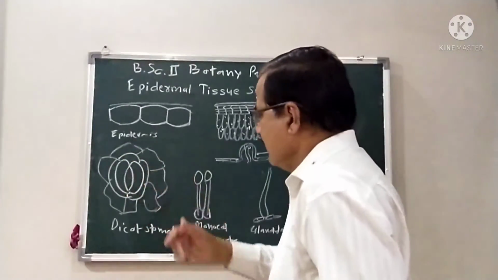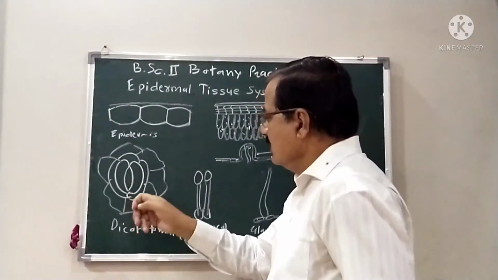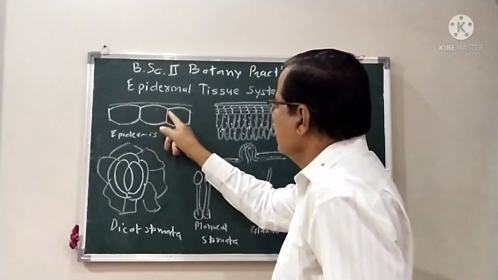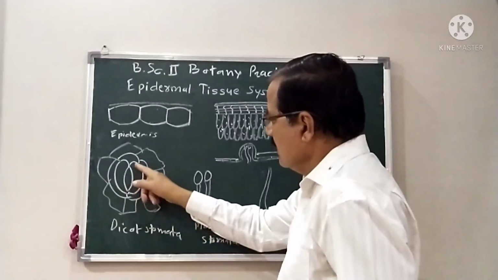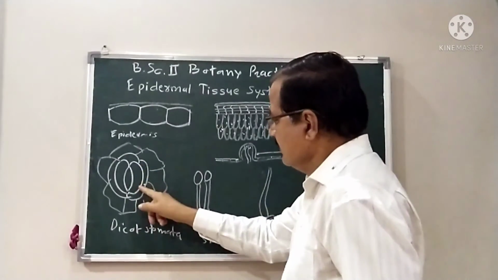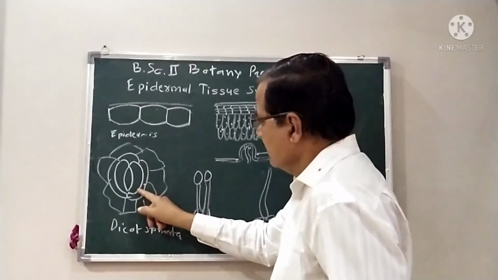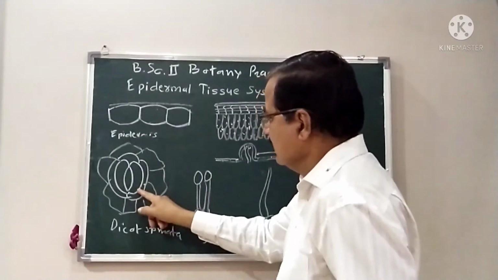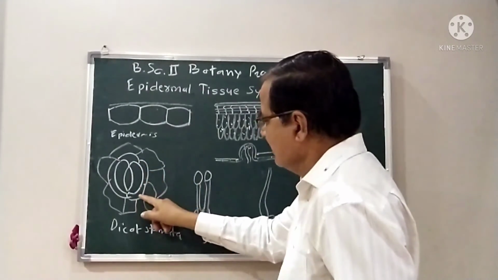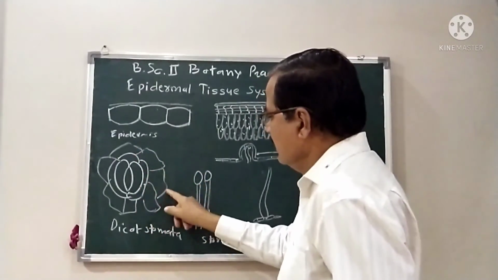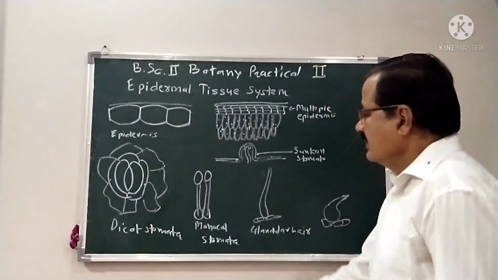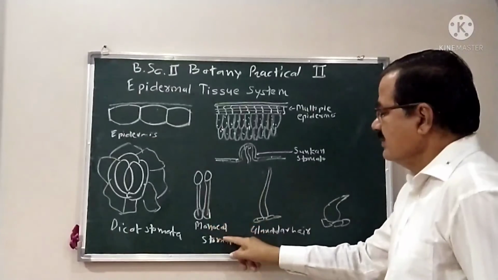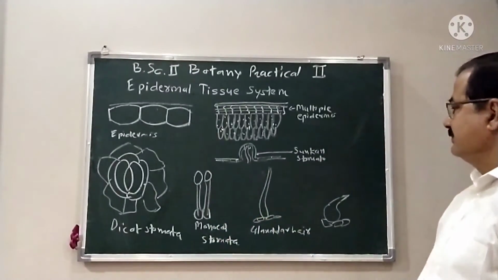Then stomata: the epidermis is ruptured at some places, forming the stomata. In a dicot plant, the stomata are kidney-shaped or bean-shaped. These kidney-shaped or bean-shaped stomata have specialized guard cells covered by subsidiary cells, and they are present among the epidermal cells. That is known as a dicot stomata. In monocots, the stomata are dumbbell-shaped.